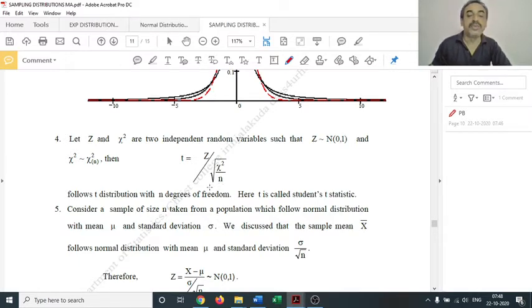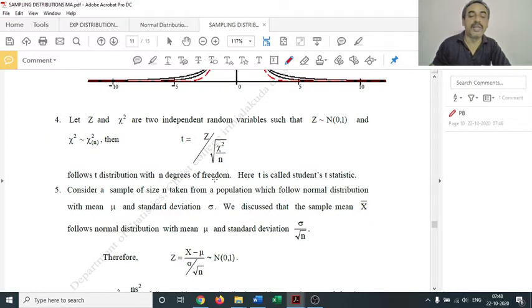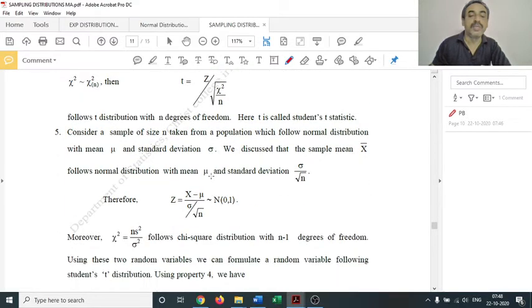And this is applied for constructing a statistic following Student's t distribution with the help of a sample drawn from a normally distributed population. For that, we have here a sample of size n taken from a normally distributed population with mean mu and standard deviation sigma. Earlier we found that x bar follows N of mu, sigma by root n.